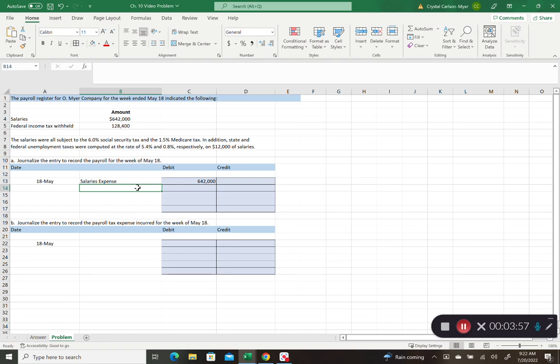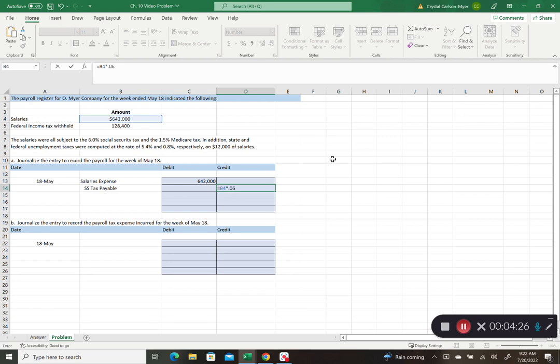Payables are a liability. Anytime you're increasing a liability, you're going to credit it. So we're going to indent for our credit, and we're going to make our Social Security tax payable. I'm going to abbreviate just to make things simple, but SS is for Social Security. To figure out the amount, we're going to use our salaries and multiply it by our Social Security tax rate. In this case, it is 6%, so 0.06. So we have a Social Security tax payable in the amount of $38,520.